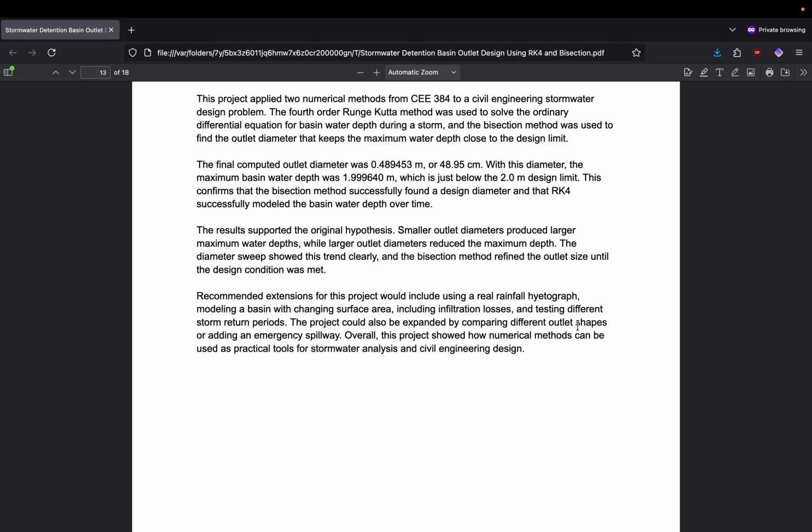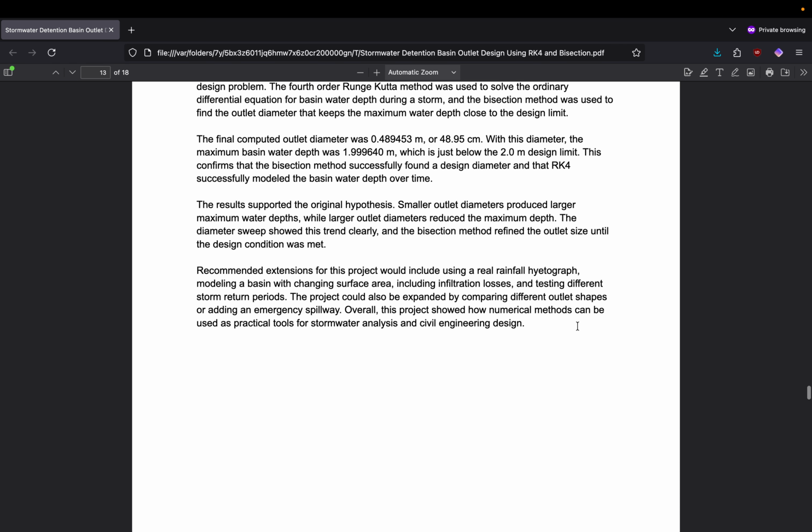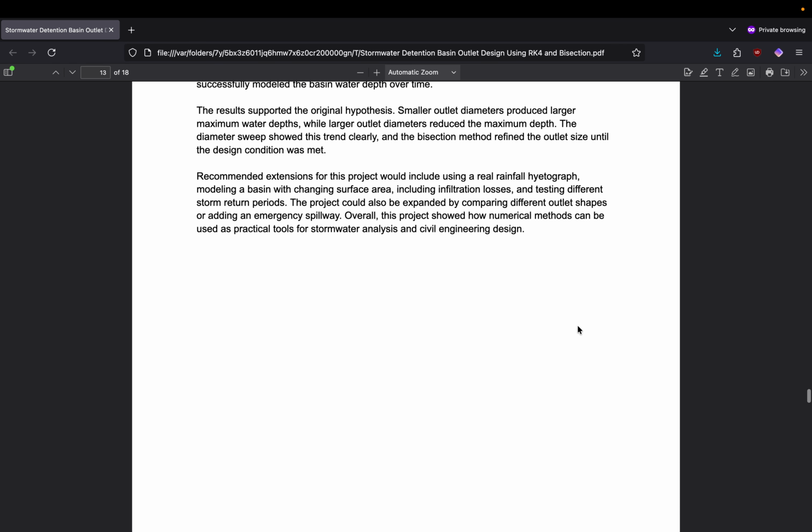Future extensions could include using a real rainfall hydrograph, modeling a basin with changing surface area, adding infiltration losses, testing different storm return periods, and including an emergency spillway.